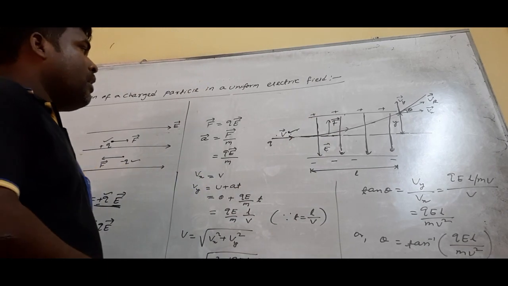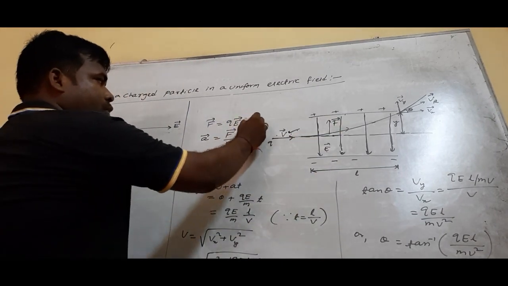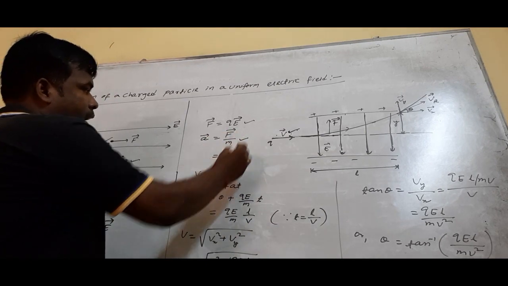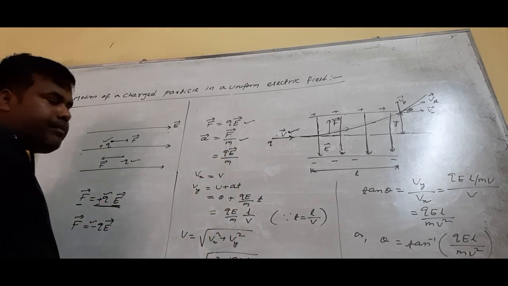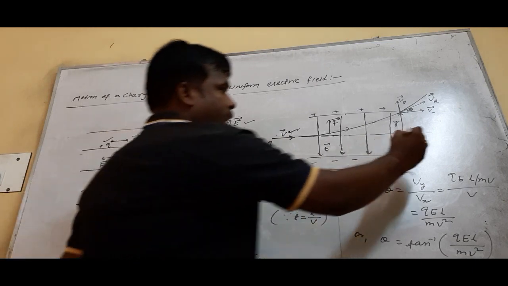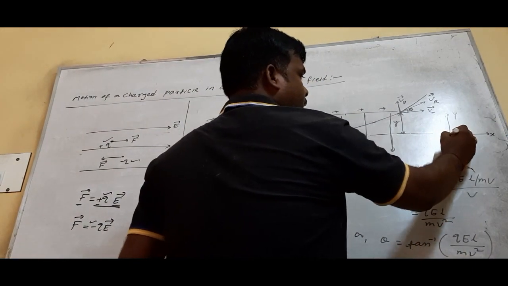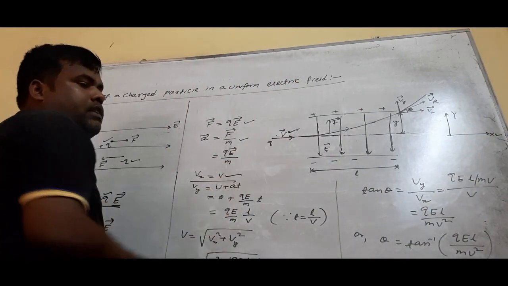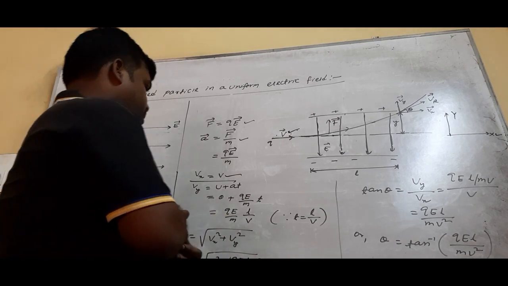So what is the force acting upon the charged particle? F vector is equal to QE. Then what will be the acceleration? a is equal to F by m. As F is equal to QE, a is QE by m. Here you see the horizontal velocity or x component. If this is the x axis and this is the y axis, the x component of the velocity remains constant because there is no force acting along the x direction.